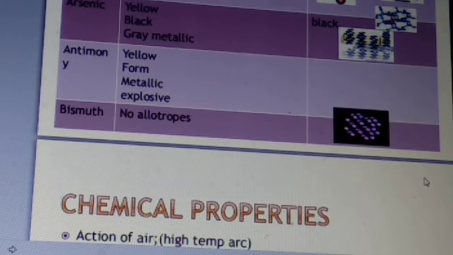Now students, up to this is the physical properties of the p-block elements for today, and next day we will discuss the chemical properties of the group 15 elements.